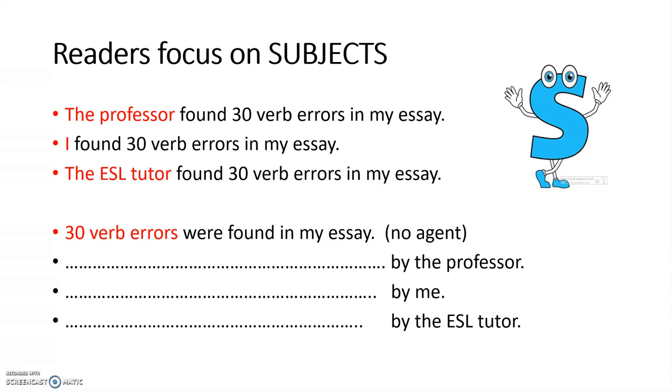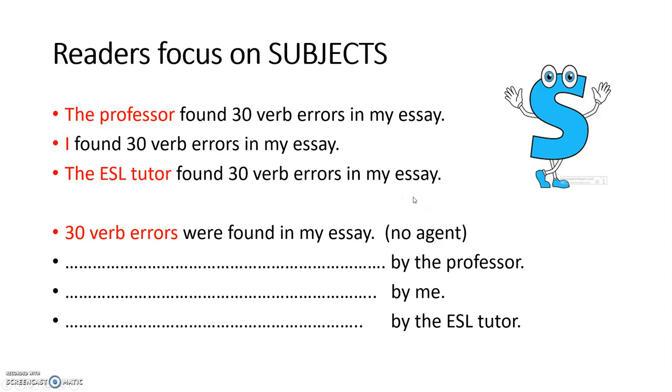Readers focus on subjects when they read your sentence. So look at these examples with the different subjects in red. The professor found 30 verb errors in my essay. I found 30 verb errors in my essay. The ESL tutor found 30 verb errors in my essay. Okay, so we have 3 different subjects. The rest of the sentence is the same.